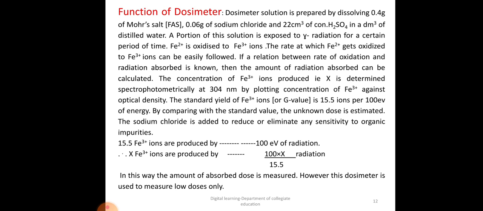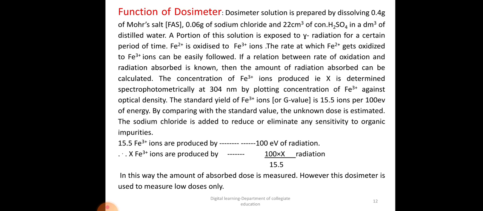If a relation between rate of oxidation and radiation absorbed is known, then the amount of radiation absorbed can be calculated. The concentration of Fe3 plus ions produced, that is X, is determined spectrophotometrically at 304 nanometer by plotting concentration of Fe3 plus against optical density. The standard yield of Fe3 plus ions is 15.5 ions per 100 eV of energy. By comparing with the standard value, the unknown dose is estimated. The sodium chloride is added to reduce or eliminate any sensitivity to organic impurities.